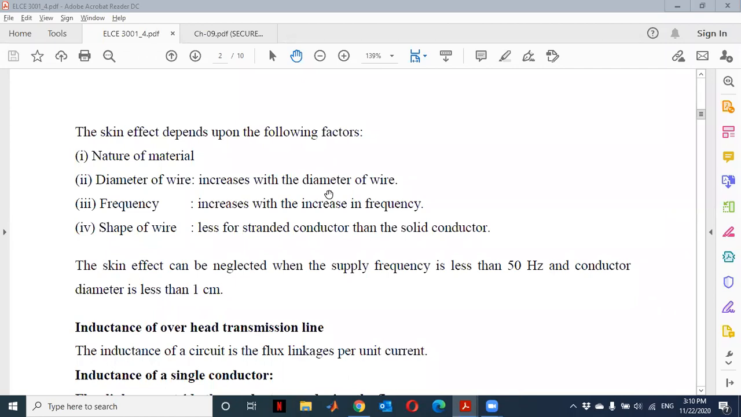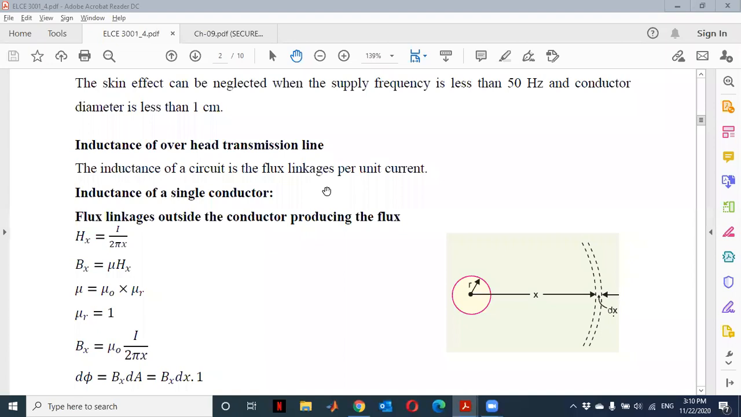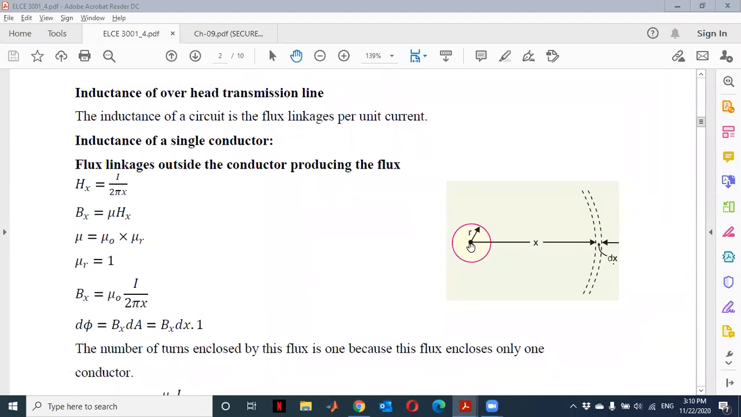Now, this was the resistance of transmission lines. What about inductance of overhead transmission line? When we come to calculate the inductance of overhead transmission line, the process is more complicated than that of calculating the resistance. First, if we have a single conductor, how will we calculate the value of inductance or the value of the flux?